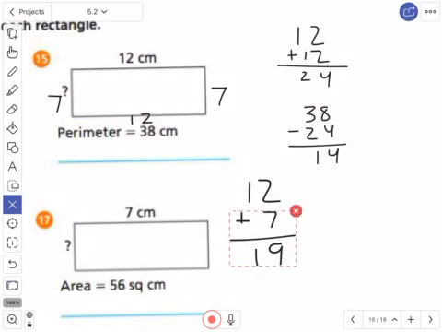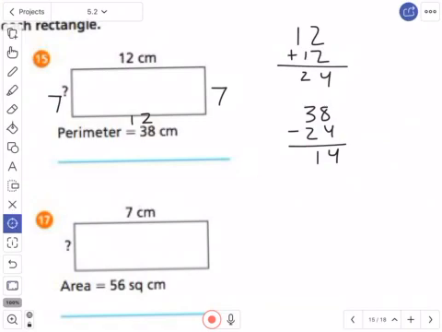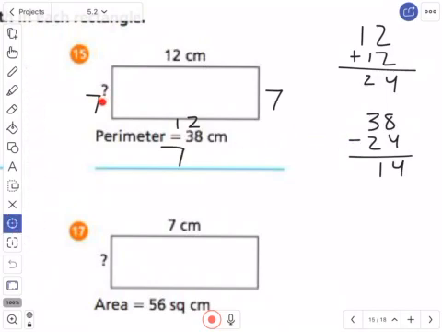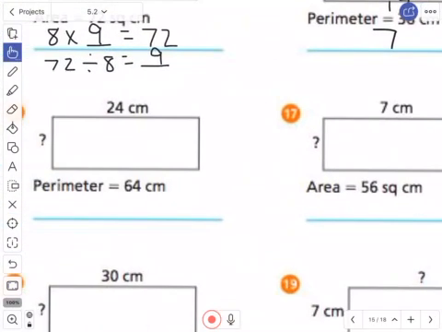So when I figured out I needed 14 more, I actually have to split it. So my answer for this one is just 7. My missing side is 7. If you see that question mark, I just need to figure out what goes in that spot right there. I'm going to do a couple more of these.